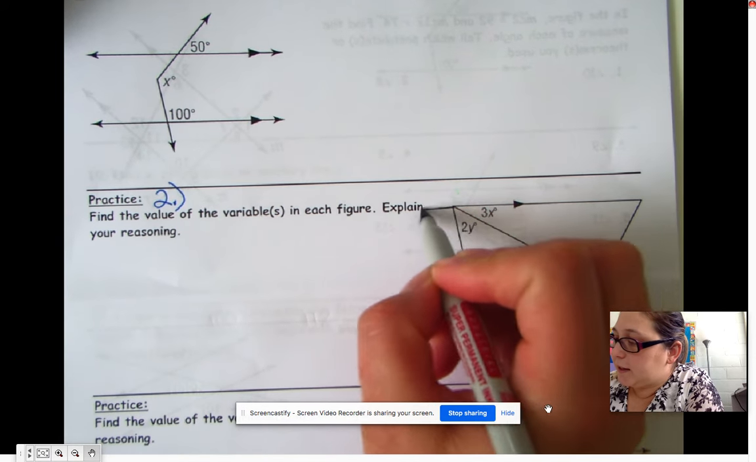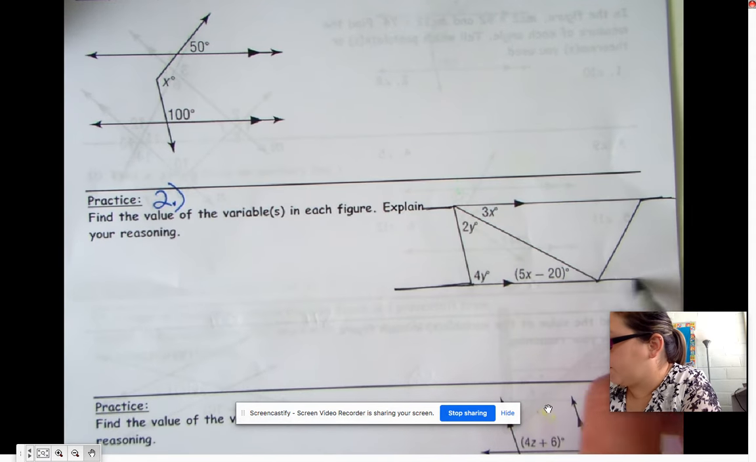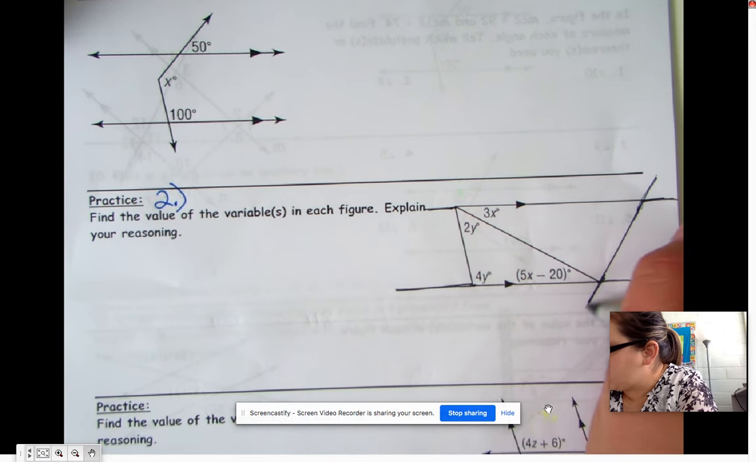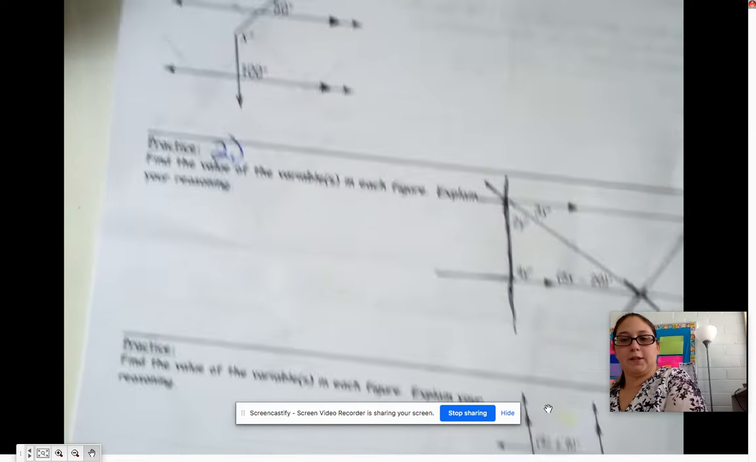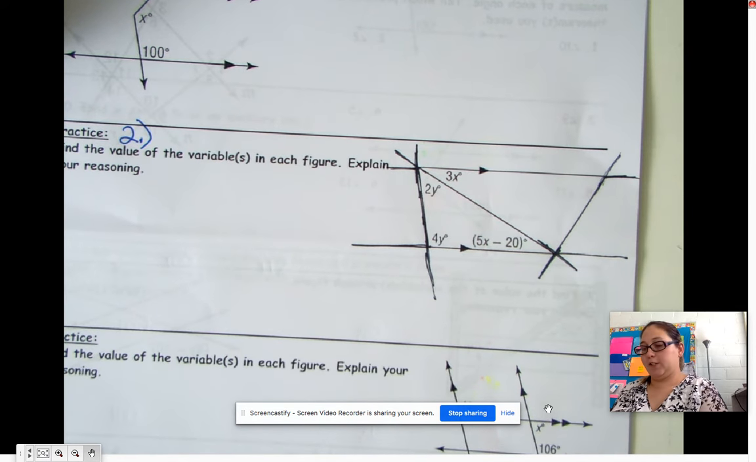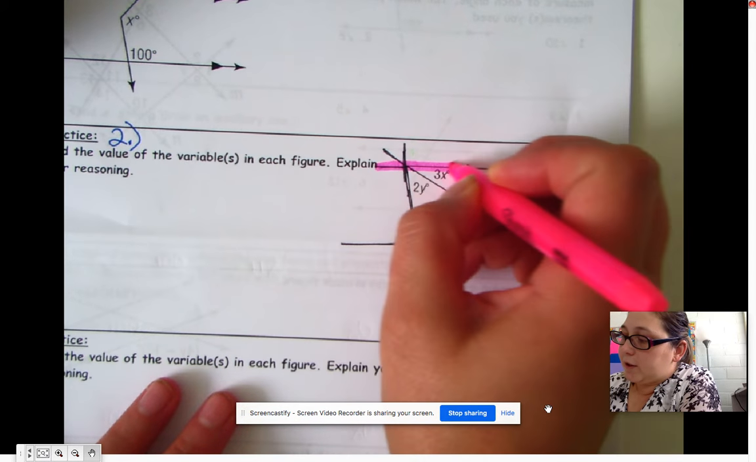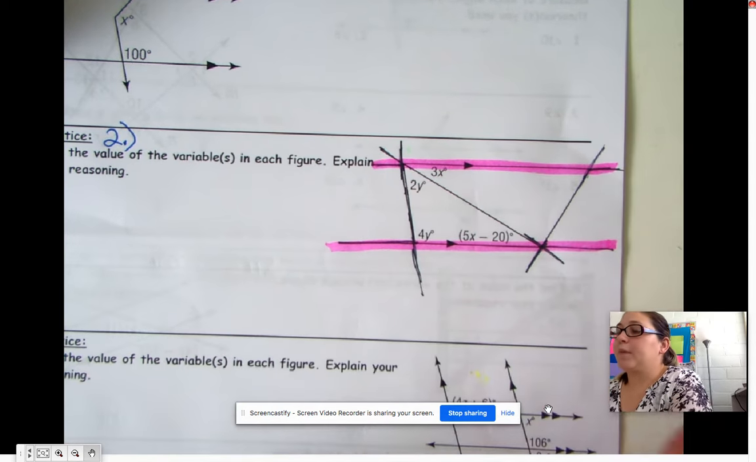And so if I extend these lines out, and then I extend my transversals as well, hopefully you can start seeing some of the relationships a little better. So if we just extend them out. And then I like to highlight my parallel lines a different color. So my parallel lines are going to be pink in this case, because that'll help me see in between.